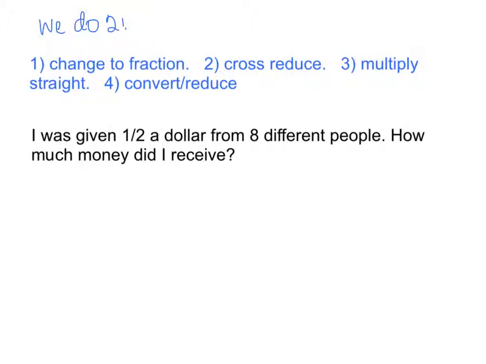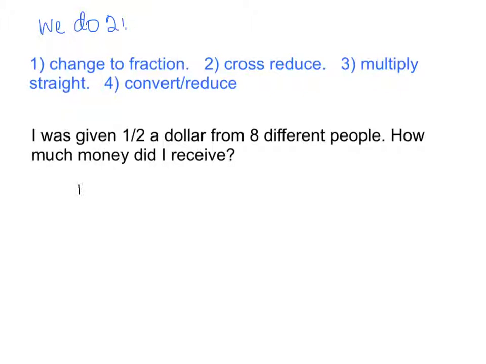Okay, let's do we do number 2. You're going to need to go ahead and copy this part down. You already have this in your notes, so you don't need to copy it again. But this part needs to be copied down. I was given $50 from 8 different people. How much money did I receive? Copy that down and push play when you're ready to begin.